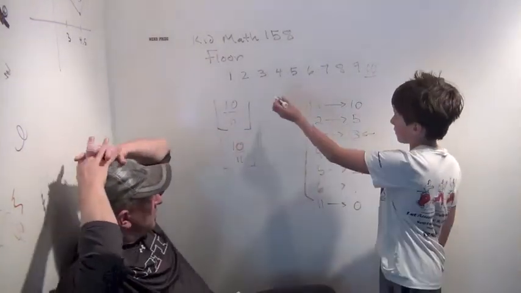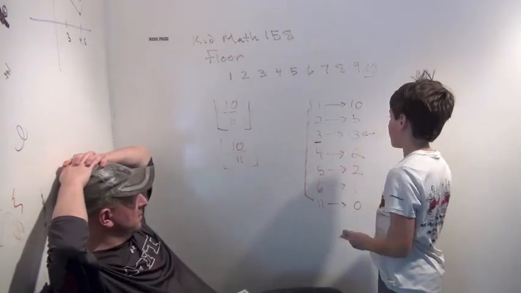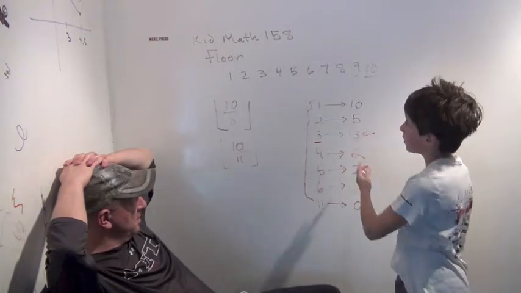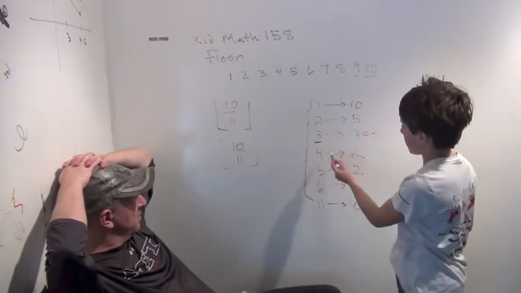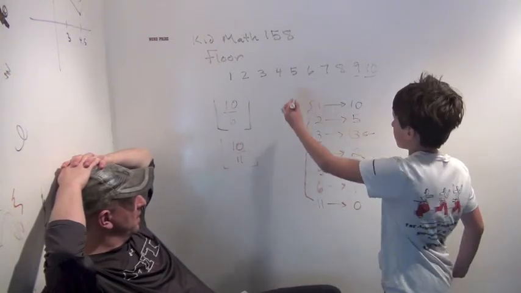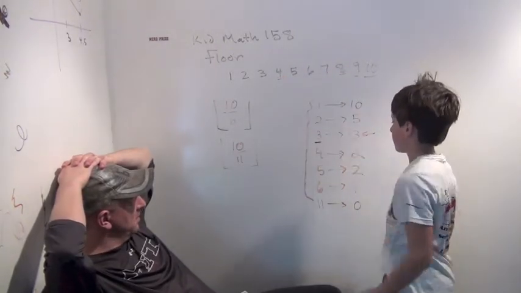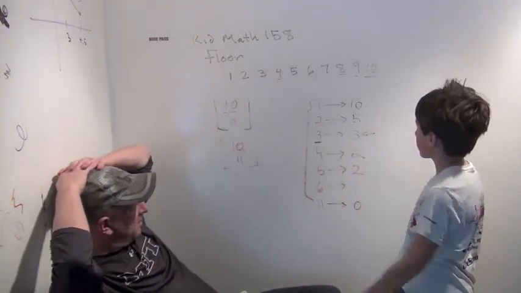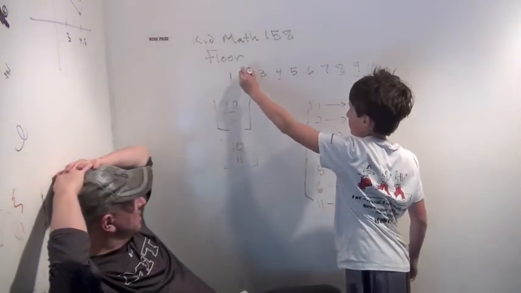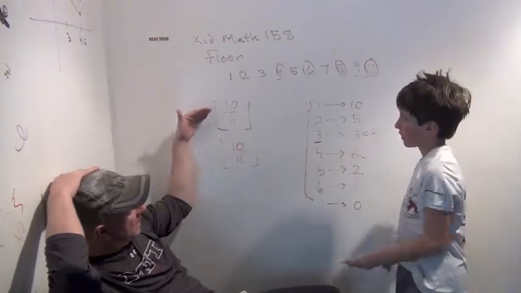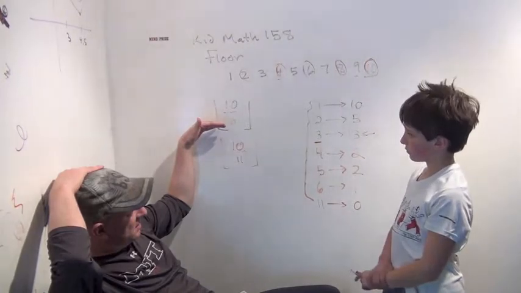Yeah, I see the multiples of 3. There's 3 multiples of 3. And there's 2 multiples of 4. What are they? 4 and 8. What about 2 and 5? There's 5 multiples of 2. So isn't this interesting? Floor counts the multiples.